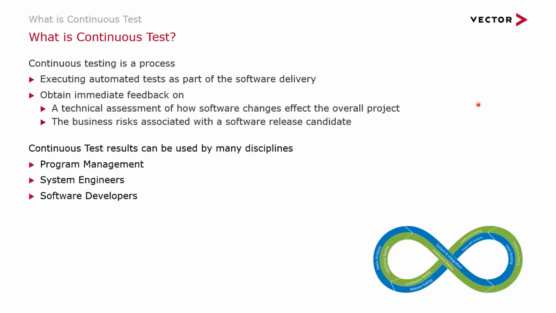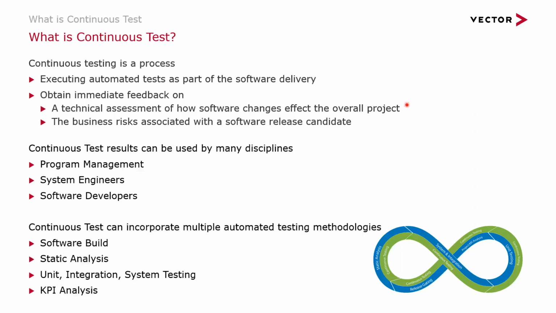So a continuous test result can be used by many disciplines. Program management can use them, the systems engineering team can use it, and obviously the software developers can all use continuous tests to get the information they need off of the work they do.